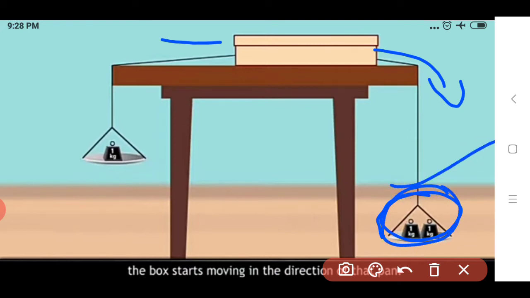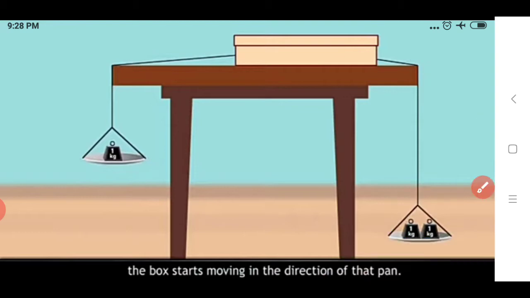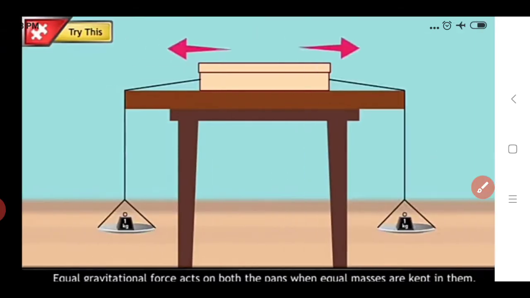Okay, so here, due to this more weight, this box gets moved to that end which contains the more weight. So in this way we do this activity. By doing this activity we should observe what happens when equal gravitational force acts on both the pans, when equal masses are kept in them.